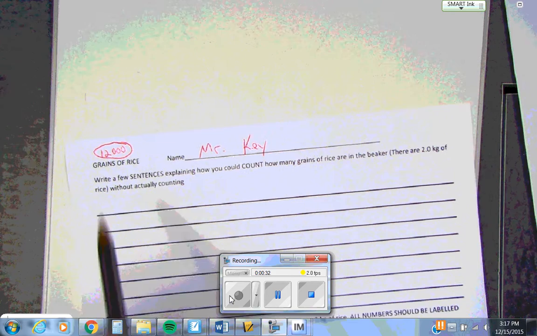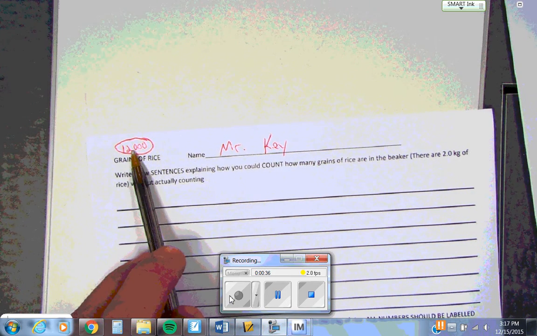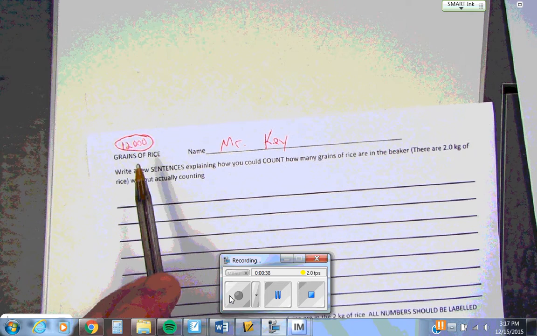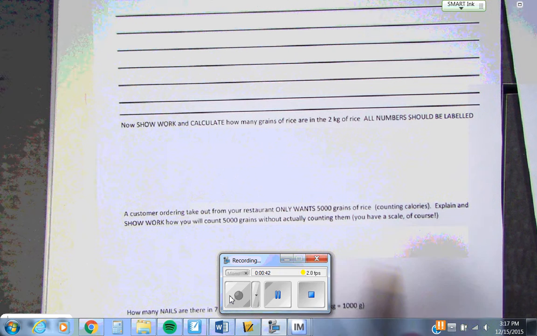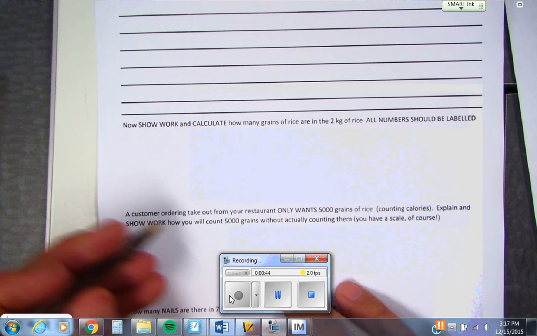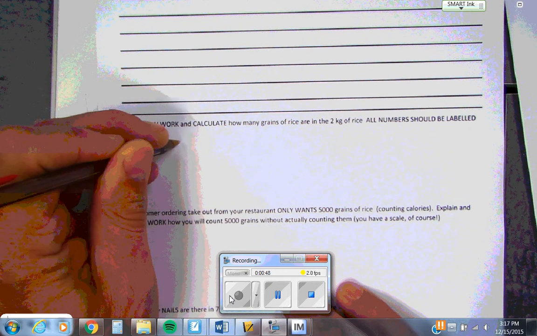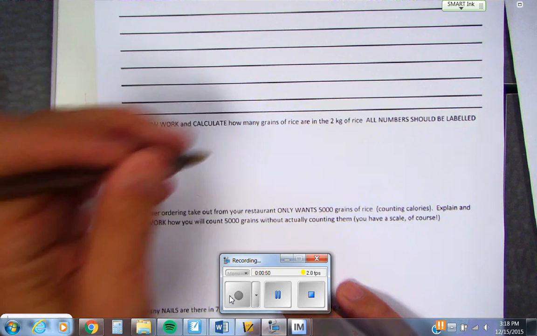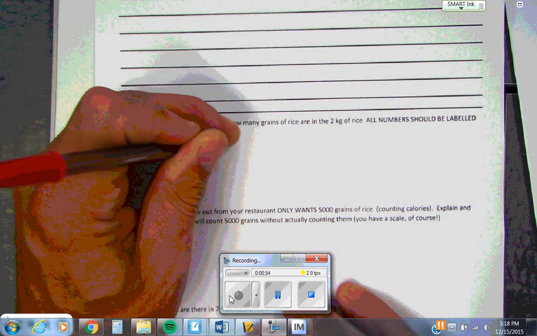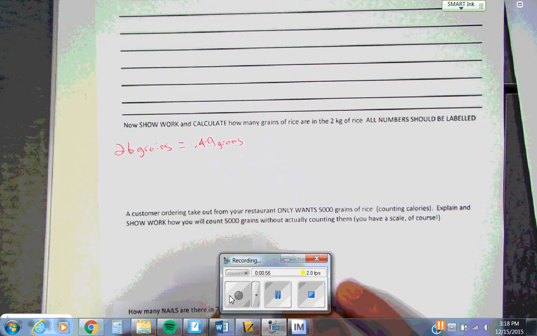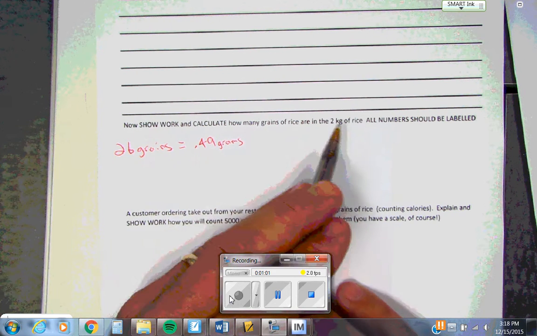First things first, did you make an estimate of how many grains of rice were in that 2 kilogram beaker? Next thing, so when we went to the lab, when you had your little sample, here's a sample that I had. I found that 26 grains, after I weighed them and subtracted out or used the zero button, weighed 0.49 grams. Yours were similar, but maybe not exactly the same. Show work, and calculate how many grains are in 2 kilograms.